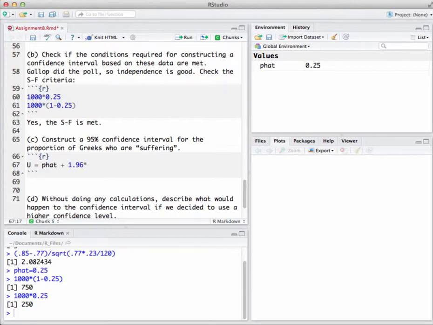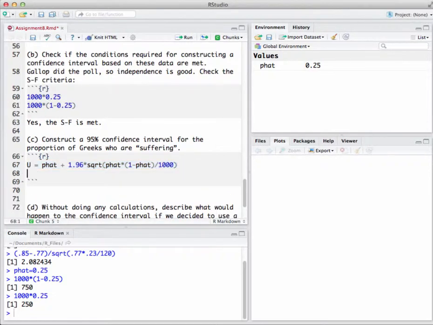Times our estimate of the standard error, and that's going to be SQRT for square root of p hat times 1 minus p hat divided by the sample size. We know that the sample size in this case was 1,000. Now you could just as easily put in 0.25 and 0.75 for the p hat and the 1 minus p hat here, but I wanted you to see the structure behind it. I think that's going to be useful as we move through this chapter.